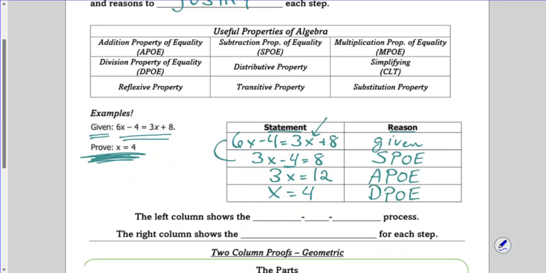So we're showing the steps there and then saying why I was allowed to do it. Well, I know the subtraction property of equality is true, so I'm allowed to do that step. I know the addition property of equality is true, so I know that has to be the next logical thing to happen. The left column shows the step-by-step process. The right column shows the justification for each step.